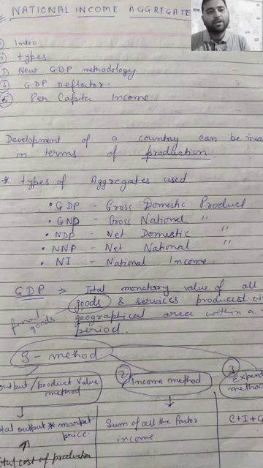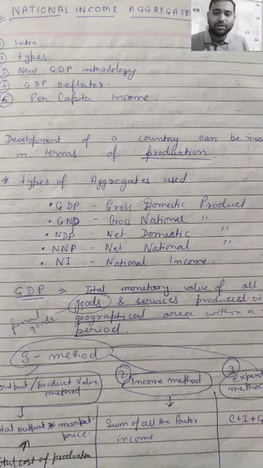Now we have different types or different aggregates that we use, and the types and aggregates we use are GDP, that is gross domestic product, GNP, gross national product, NDP, net domestic product, NNP, net national product, and NI, that is national income. If we talk about GDP, GDP is the total monetary value of all the goods and services produced within a geographical area within a particular time period.